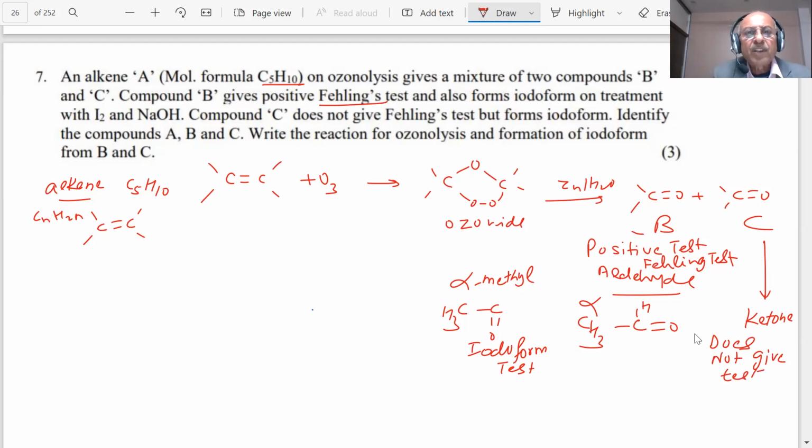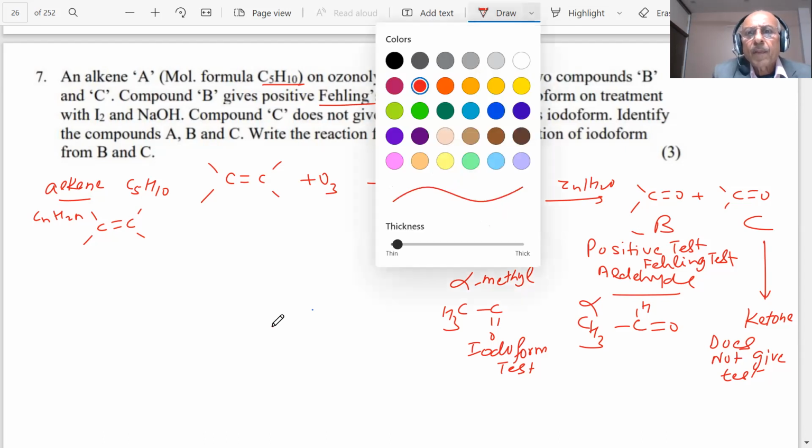Identify A, B, C. Write the reaction of ozonolysis and formation of iodoform from this. So now the question is clear, students. I hope we can easily answer this. See that we have been able to draw the map of what is happening. Take the blue color.